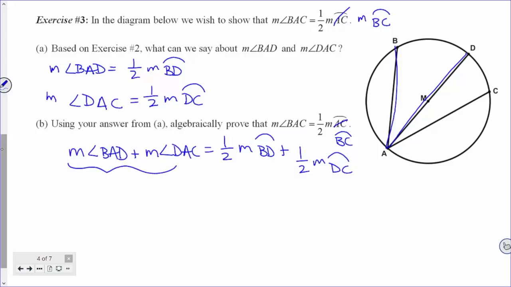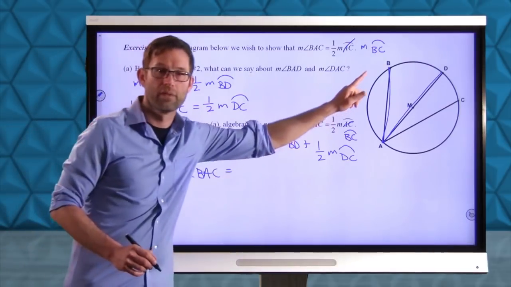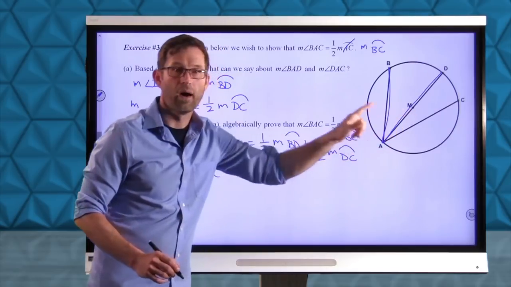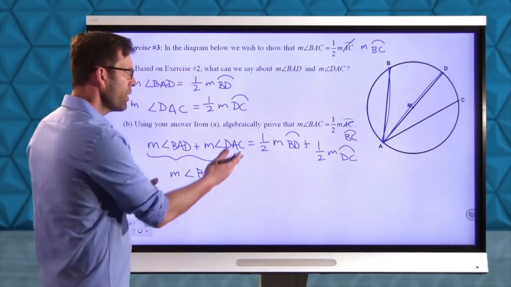But BAD plus DAC, well, that's the measure of angle BAC. That's simply the whole is the sum of its parts, right? When I add this angle, this guy, to DAC, this one, I get the angle I care about, BAC. All right?